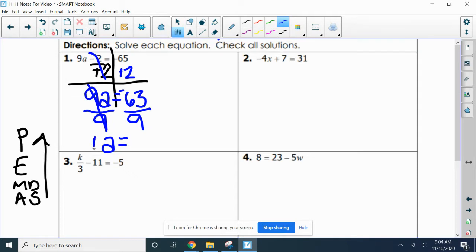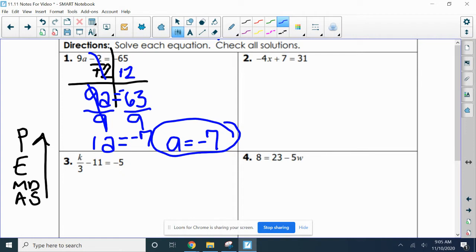So I could say 1a, or simply a. And then negative 63 divided by 9. Well, 63 divided by 9 is 7, and a positive and a negative is going to give me a negative. So I could say 1a equals -7, or simply a equals -7.